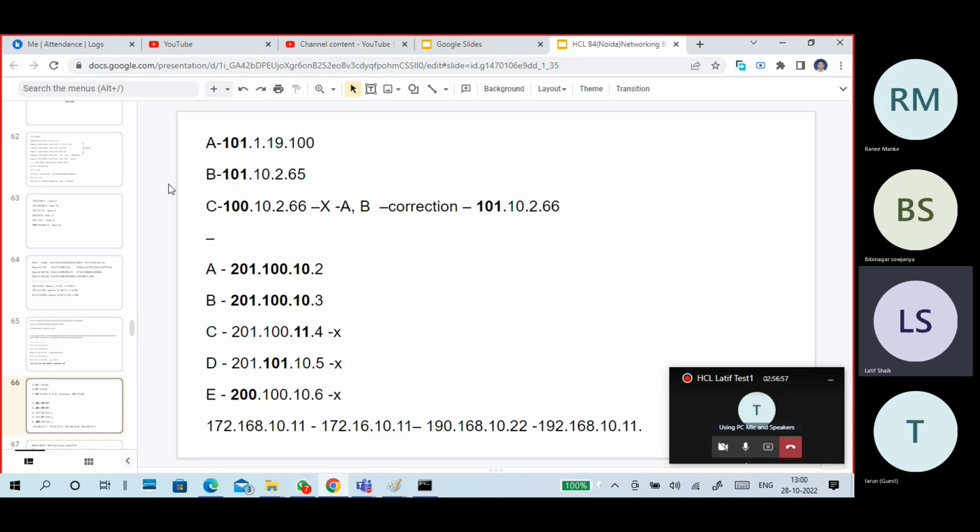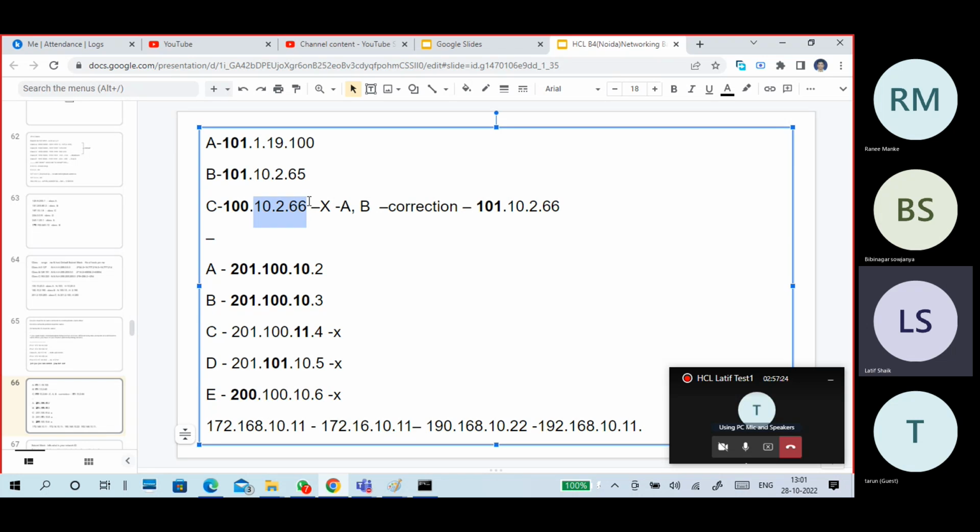But C's network portion is 100, which is different from A and B. What will you do? It is better to change C's IP address. That's the point. So a simple correction will make A, B, and C communicate. See, I corrected it like this. I didn't change anything here. I changed from 100 to 101. Then A, B, and C are able to communicate.